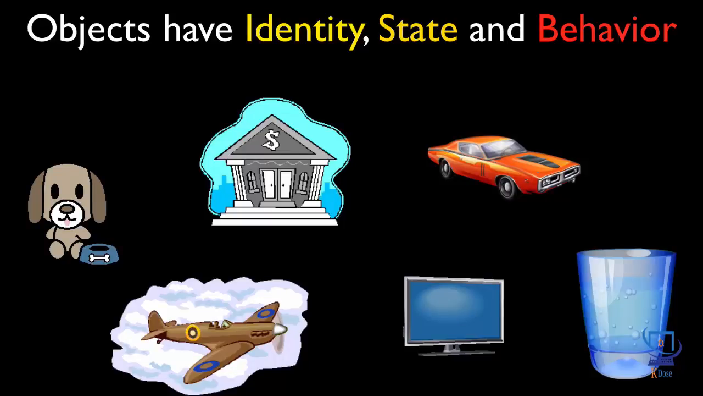Objects have state. For example, a TV can be on or off. A glass can be empty or full. A bank account can contain a certain amount of money. But objects also have behavior. For instance, an aircraft can fly. A dog can bark. A vehicle can accelerate.